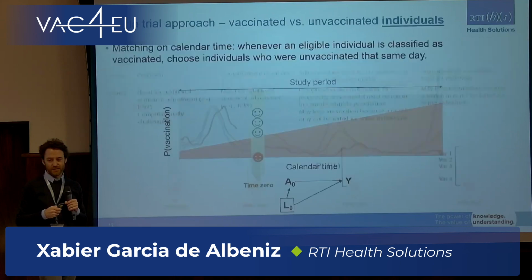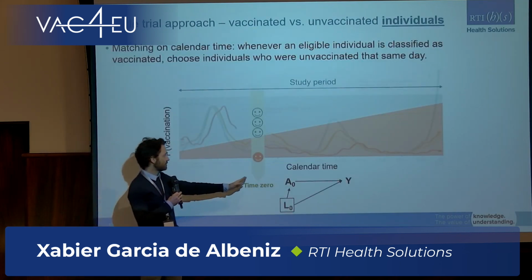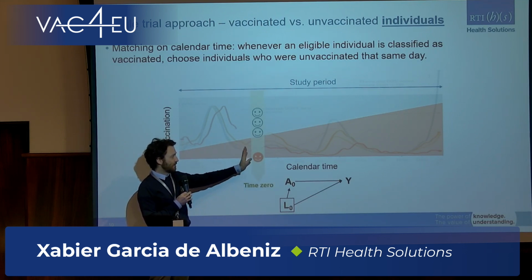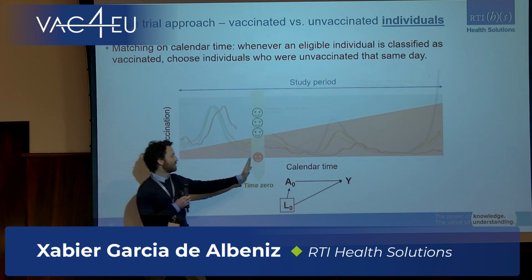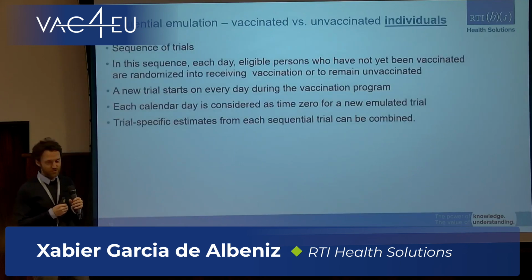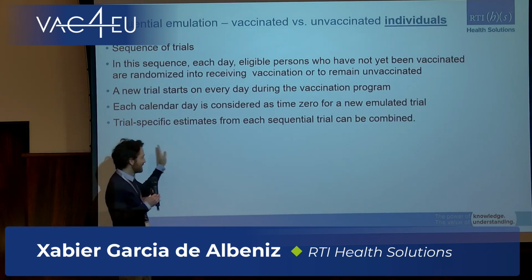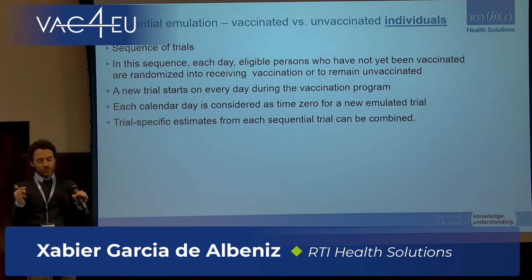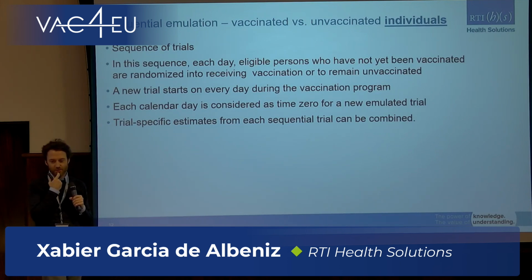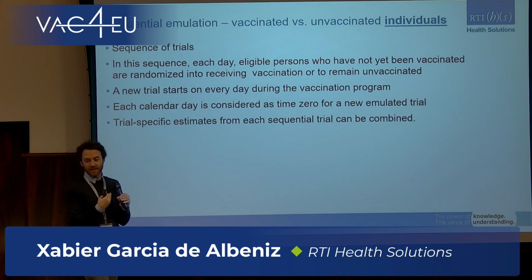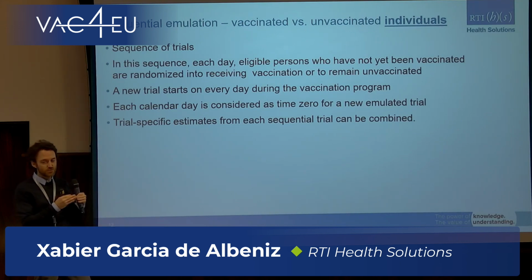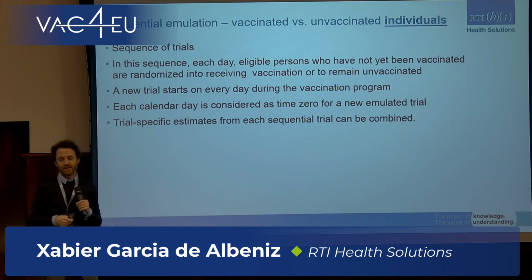Now, if I do this only once, by choosing a single calendar time, this is not very efficient because I'm discarding everything that happened before and everything that happened after. So to use all the information in the whole study period, I can emulate a sequence of trials. I can do this every week or every day of my study period, right? This is what was done in those studies and what we do in many of our protocols. We emulate a sequence of trials where each day, eligible patients who have not been vaccinated, in theory, in the target trial, are randomized into getting the vaccine or remaining unvaccinated. And a new target trial starts every day of my study period, and that day is the time zero for the new emulated trial.